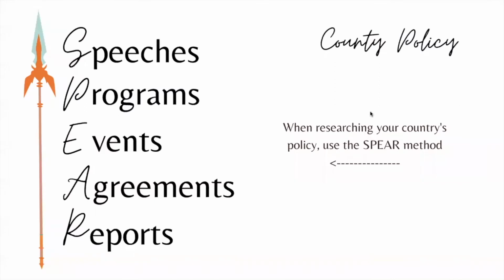When using this method, you will look at resources such as speeches, which might include any speeches that the government of your country has made regarding the topic. Programs. Has your government or relevant NGOs implemented any programs to resolve the issue? Events. Has your country hosted or attended any summits related to the topic? Agreements. Has your country supported any UN resolutions about the topic? Reports. Has your country published or contributed to any reports that have information about the topic? The SPEAR method is a great framework for you to approach topic background research.